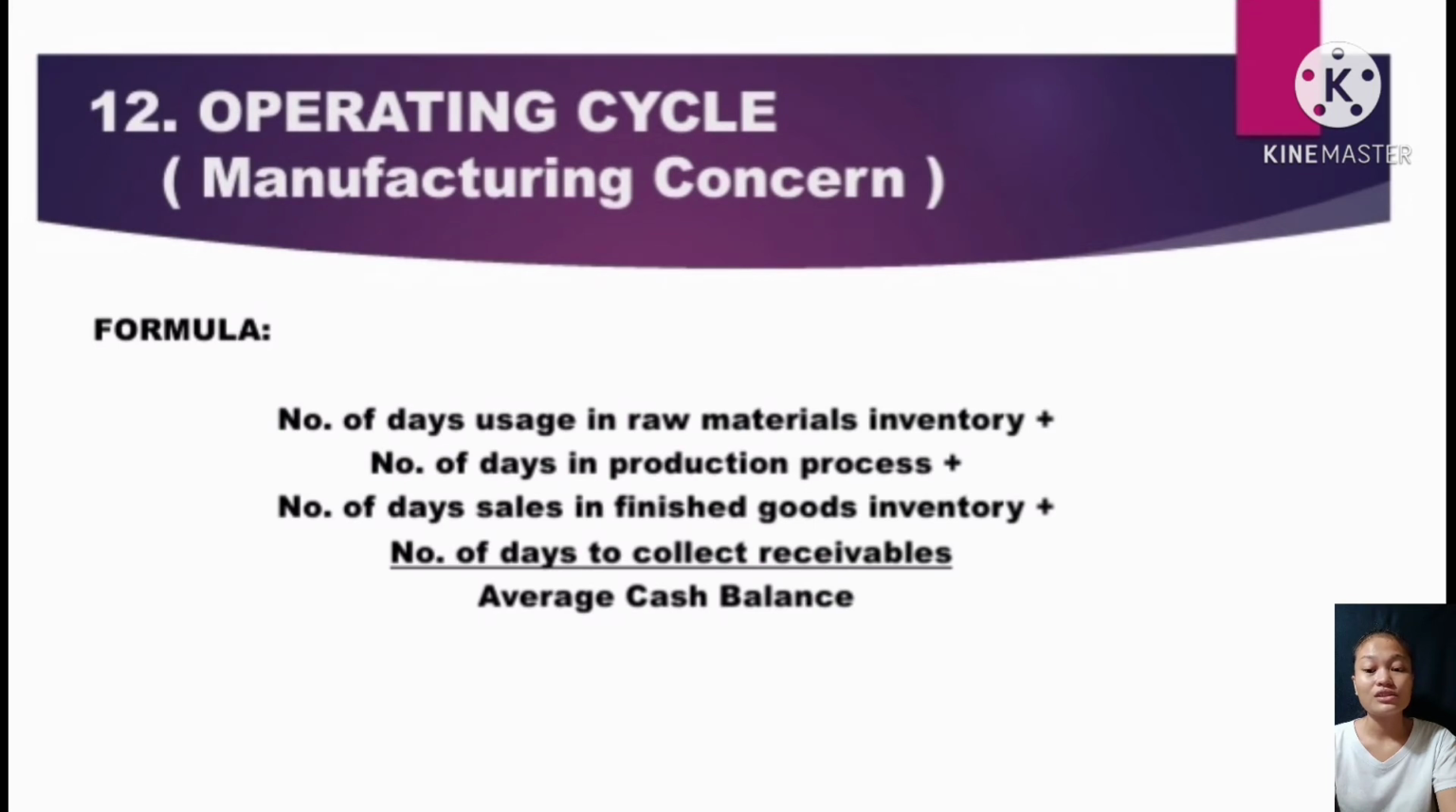Operating cycle in a manufacturing concern. The formula is number of days usage in raw materials inventory plus number of days in production process plus number of days sales in finished goods inventory plus number of days to collect receivables divided by average cash balance. The operating cycle in a manufacturing concern measures the length of time it takes to convert cash to raw materials inventory to work in process to finished goods inventory to receivables and back to cash.